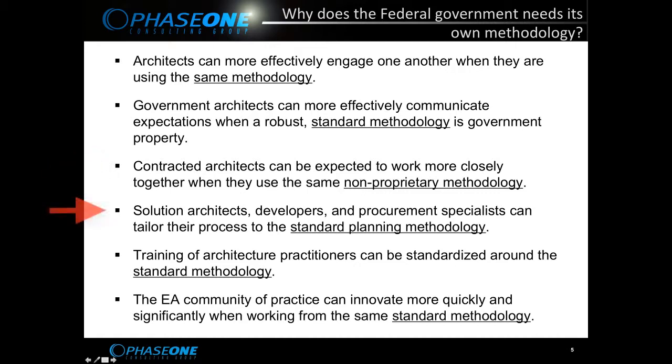Solution architects, developers, and procurement specialists can better tailor their processes to the standard methodology. So when we get down into the detailed solution planning layers, the developers and people going through procurements, if we're working with a standard planning methodology, each of those other groups knows what to expect and how they can tailor their own methods to the outputs coming from our standard planning method.